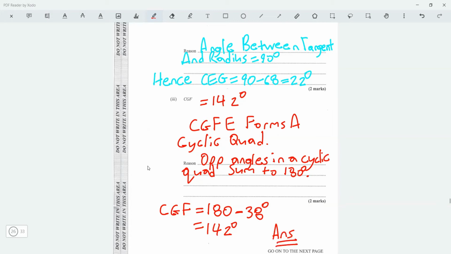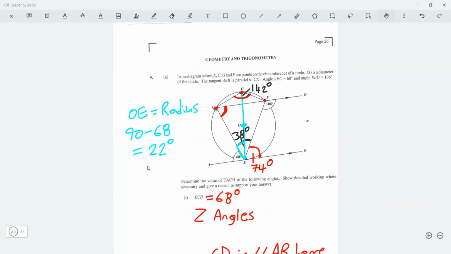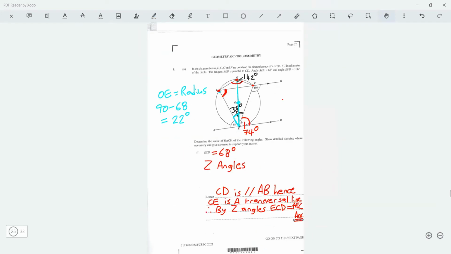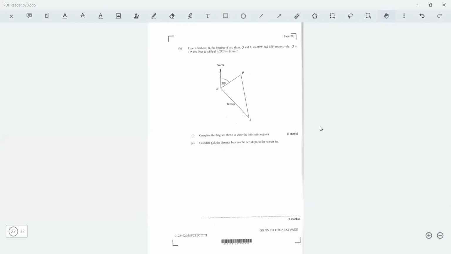Nice. So look at that, circle theorem wasn't too bad. This was actually really easy, because we get this angle nice and easy. That angle is 38. And now, since this part is 38, opposite angles in a cyclic quad sum to 180. So this is 180 minus 38, and we get 142. Circle theorem, easy man. Nice.